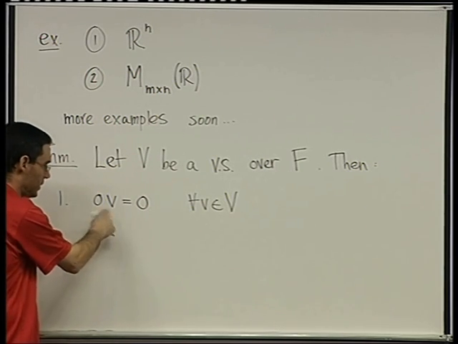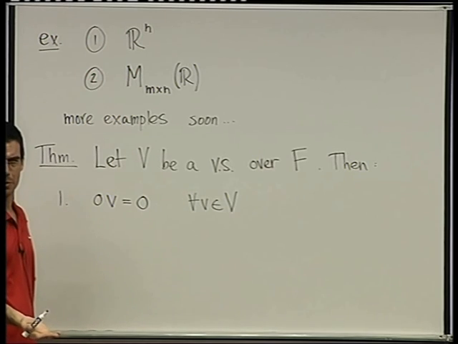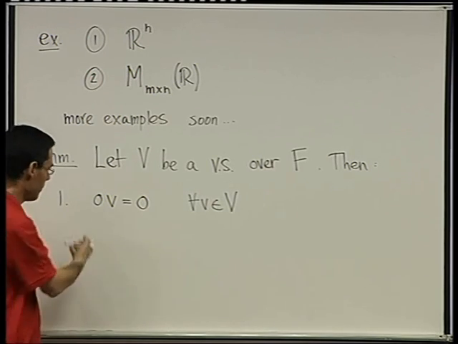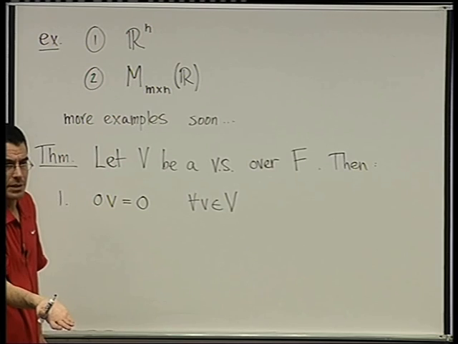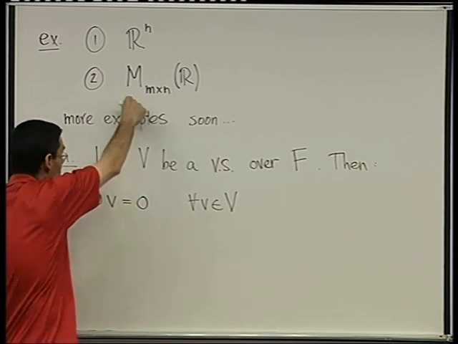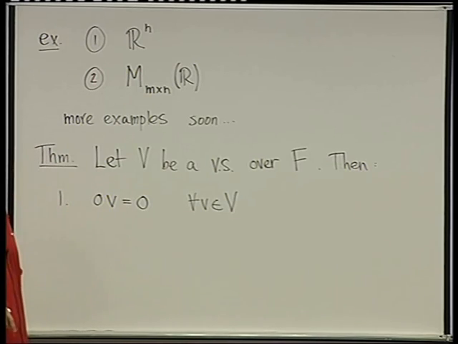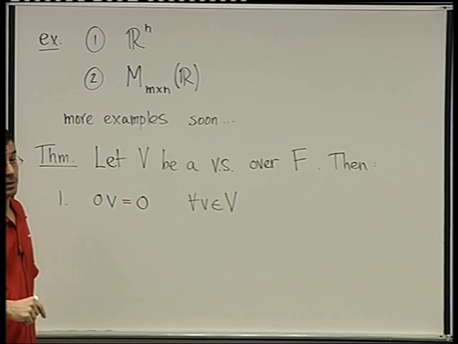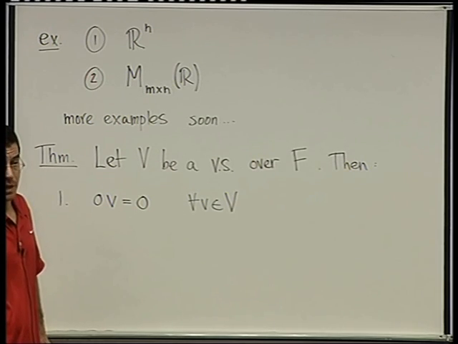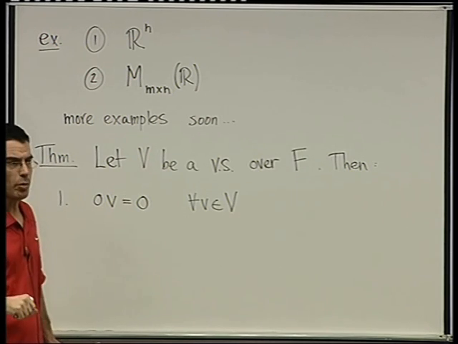Now, it looks obvious, right? You multiply 0 times a vector. Of course you get 0. What else are you going to get? But it's not one of the axioms. Okay? So the fact that it's obvious here and it's obvious here doesn't make it true. You need to prove it. And what can you use in order to prove it? Only the axioms, right?